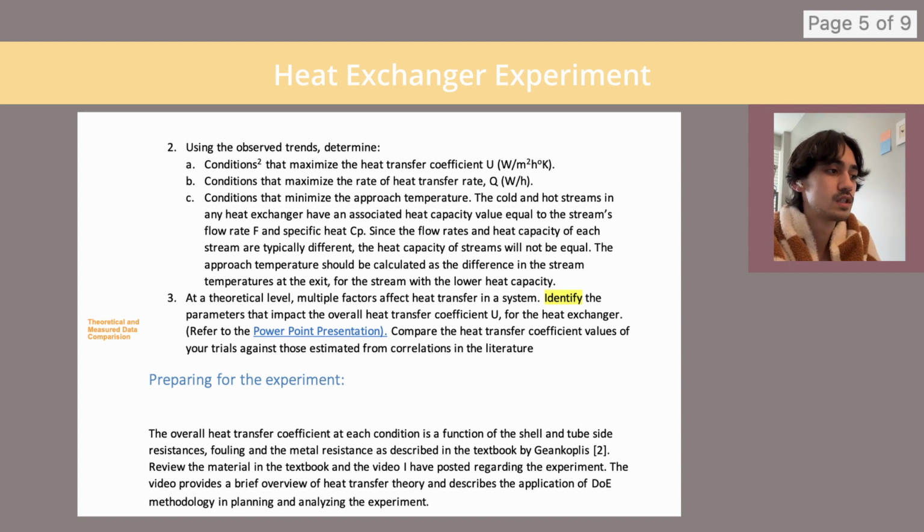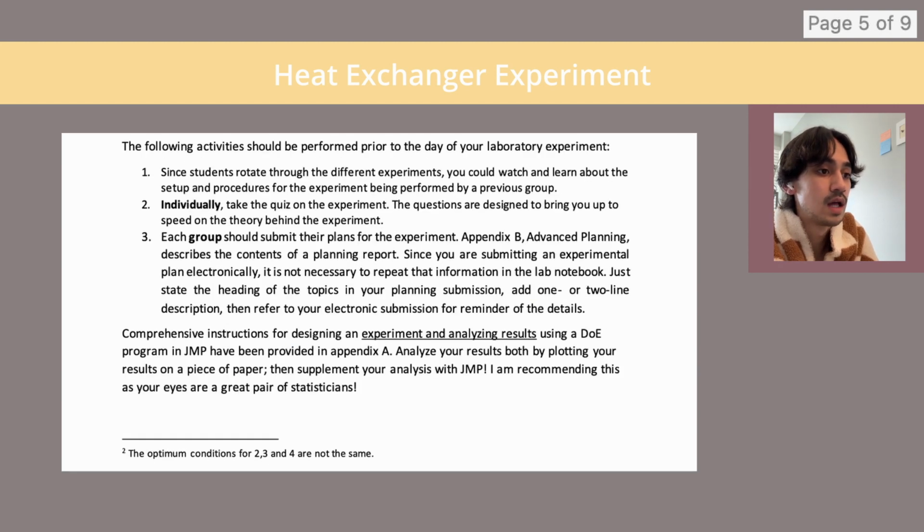Preparing for the experiment. The overall heat transfer coefficient at each condition is a function of the shell and tube side resistances, fouling, and the metal resistance, as described in the textbook by Genic Coplis. Review the material in the textbook and the video I have posted regarding the experiment. The video provides a brief overview of heat transfer theory and describes the application of DOE methodology in planning and analyzing the experiment. The following activities should be performed prior to the day of your laboratory experiment.